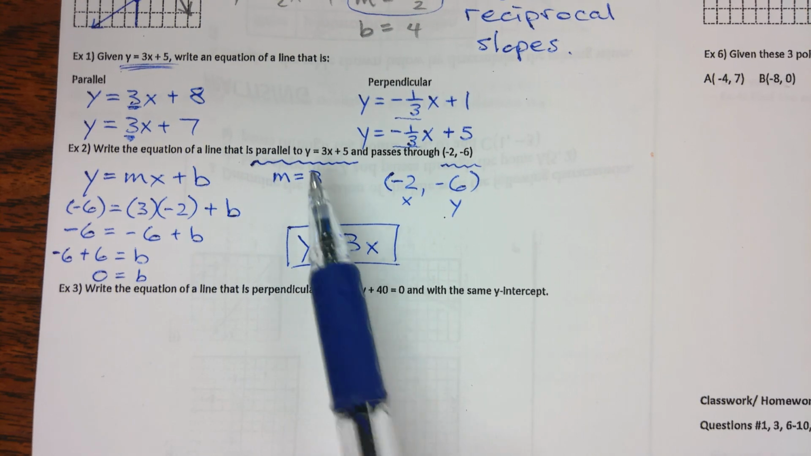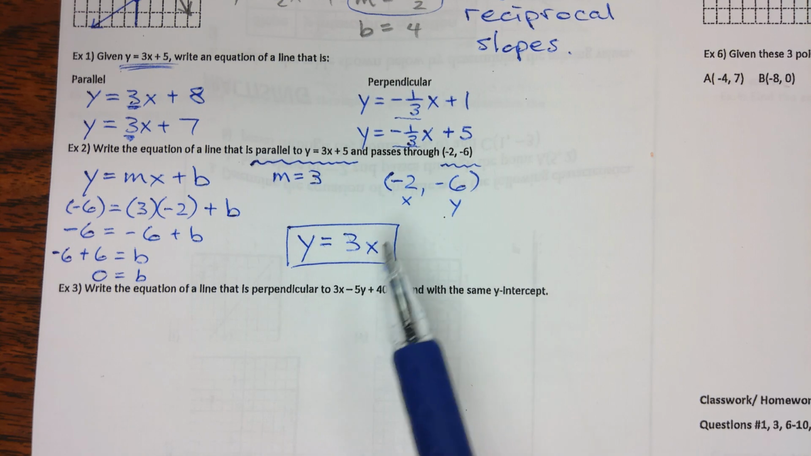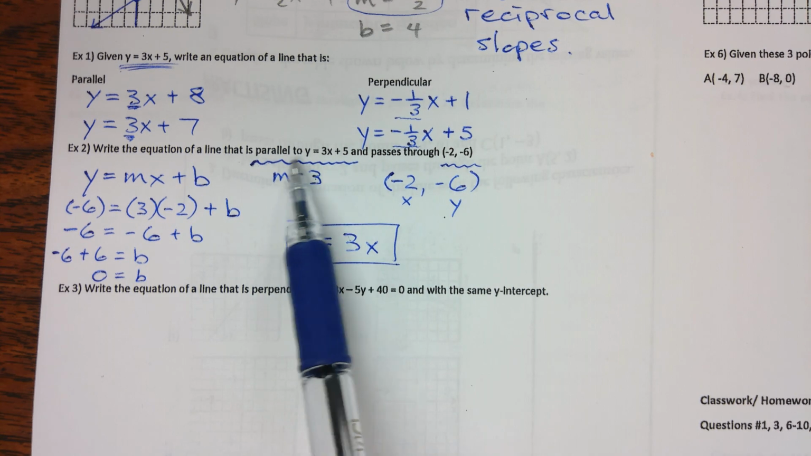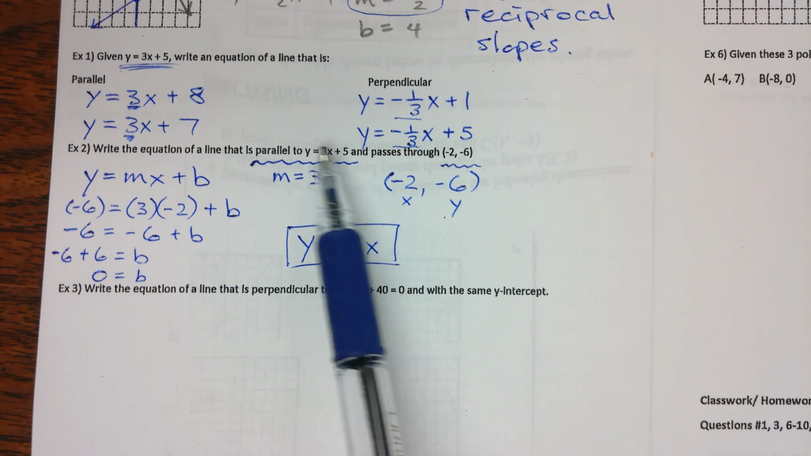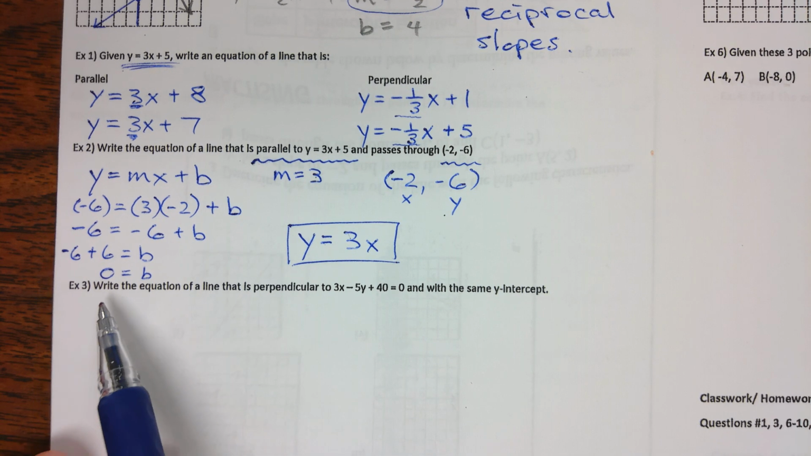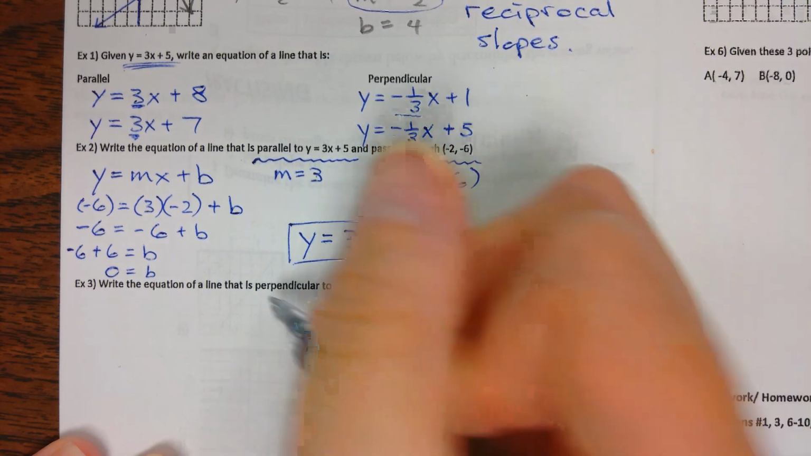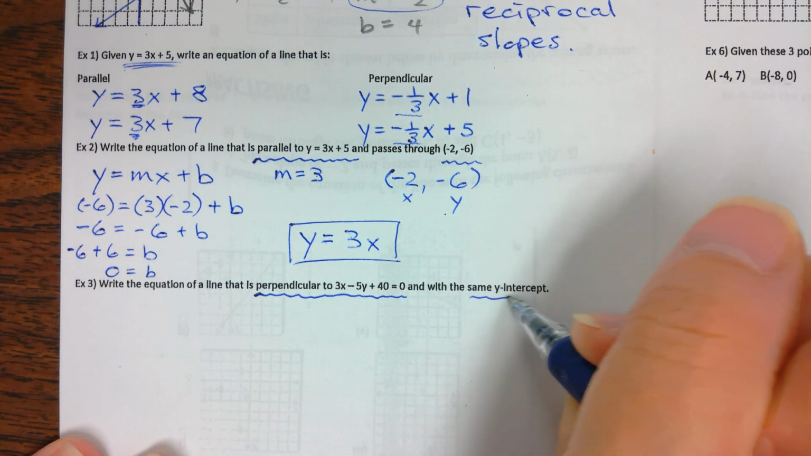So the purpose of this example is that you're finding the equation of the second line. I know some people are confused and think, why do I have to do all that? I'm given an equation already. You're finding the second equation. Okay, so example 3. Write the equation of a line that is perpendicular to this and has the same y-intercept.